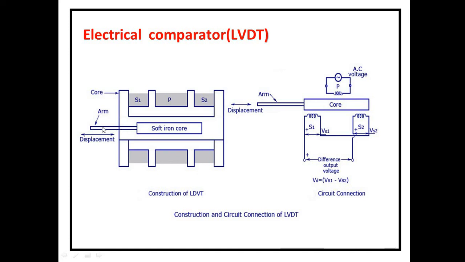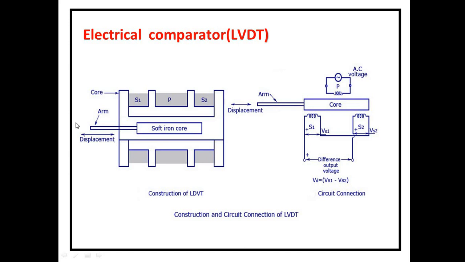This displacement will cause the ferromagnetic core to move inside the tube. The input signal may be generated by primary transducers like a spring, bellows, Bourdon tube, etc., that sense the variable to be measured and convert it into displacement.